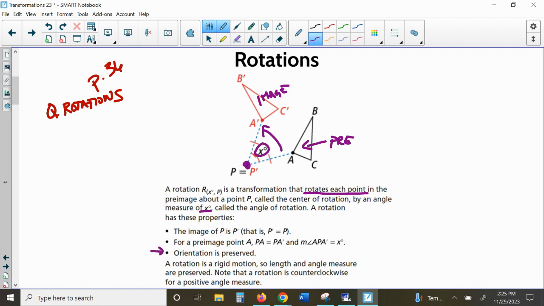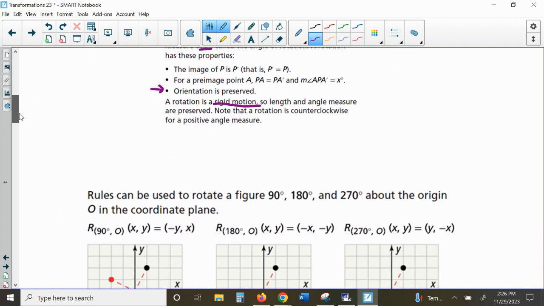Don't forget the orientation is preserved. It's going to be the same size and shape, so it is a rigid motion. So the length and angle measures are going to be exactly the same. Remember, if you move something and then you look at it and it doesn't look the same size or shape, then go back and double check. Okay? So let's look. We have some rules.